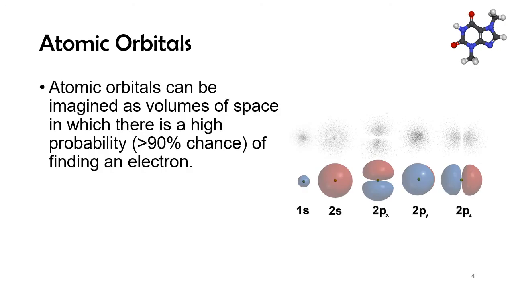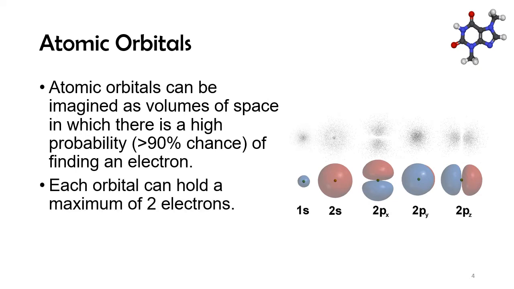Atomic orbitals can be imagined as volumes of space in which there is a high probability of finding an electron. Each orbital can hold a maximum of 2 electrons.